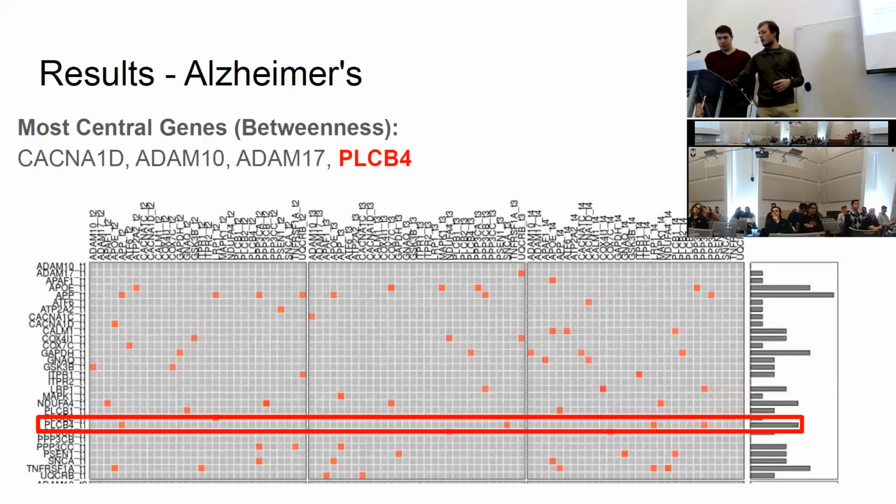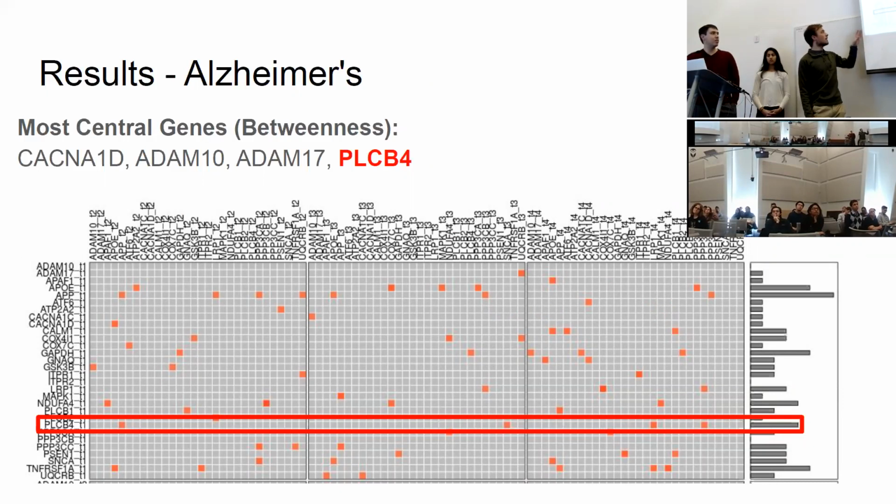There's a couple highlighted here. We looked at two different forms of centrality. The one I specifically want to highlight here is PLCB4, because we were only able to find limited support in the literature for it. I found one paper which suggested PLCB4 is part of the phospholipase signaling pathway. And there was one paper which said that they found an indication in several brain disorders, but there's not a ton of literature out there.